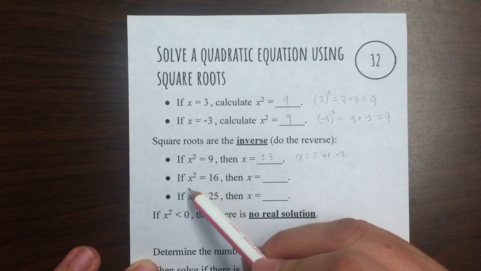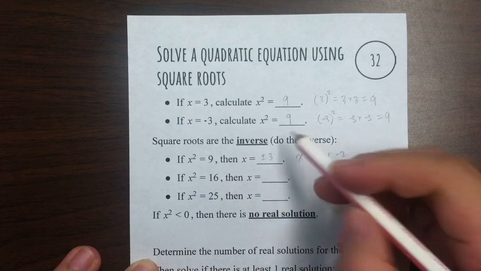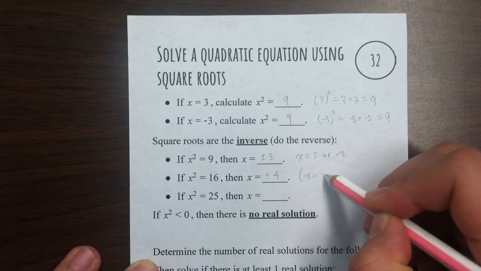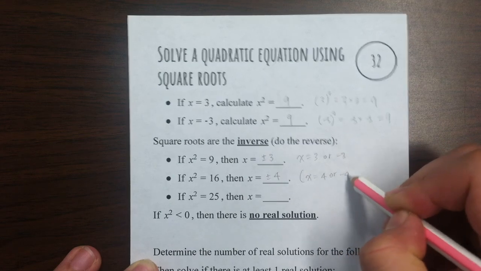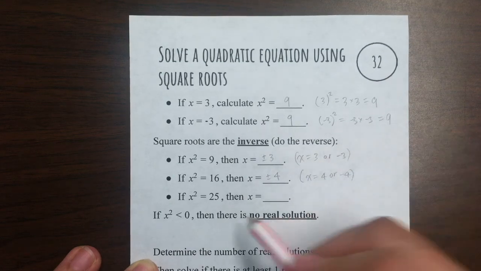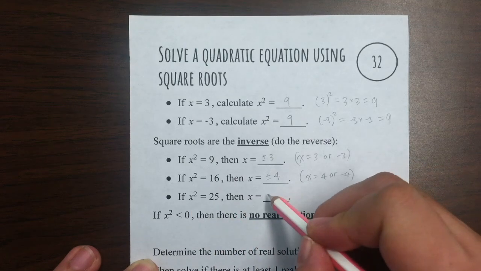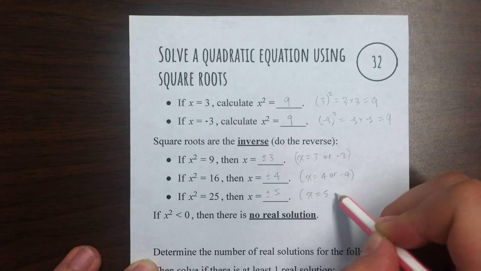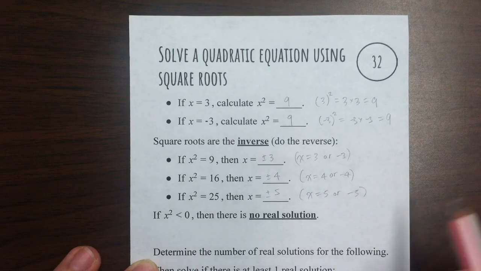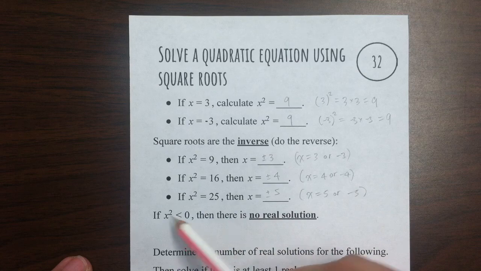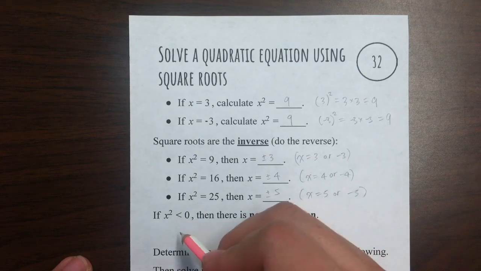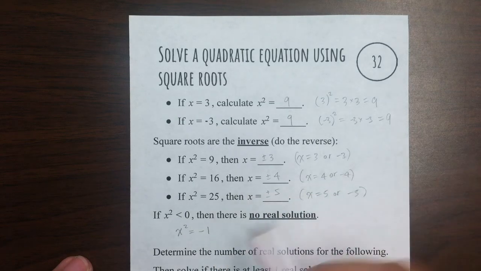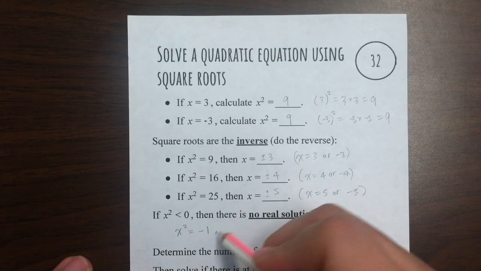If x squared equals 16, then x equals positive or negative 4. Again, you can write x equals 4 or negative 4. If x squared equals 25, then x equals positive or negative 5. Again, x equals 5 or negative 5. Now, if you have x squared negative, for example, x squared equals negative 1, then there is no real solution.